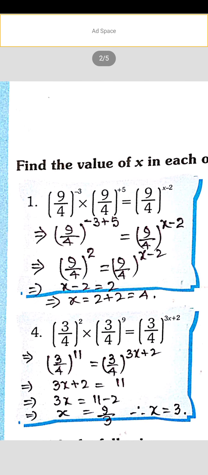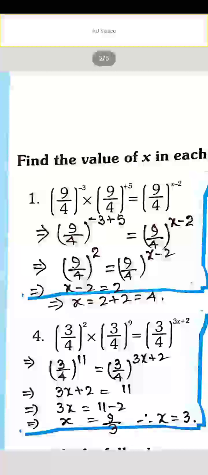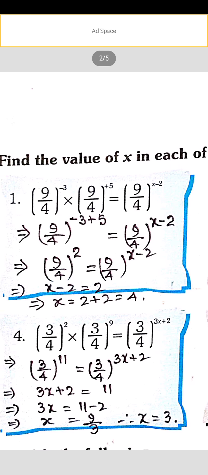Question number 4. (3/4) whole square multiplied by (3/4) raised to the power 9. Here bases are same, and between them there is a multiply sign, so add the exponents. So it can be written as (3/4) raised to the power 2 plus 9, that is 11, equal to (3/4) raised to the power 3x plus 2. Here bases are same, so exponents are equal, so it can be written as 3x plus 2 equal to 11, or 3x equal to 11 minus 2, or x equal to 9 by 3, that is x equal to 3.